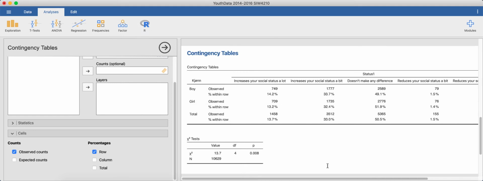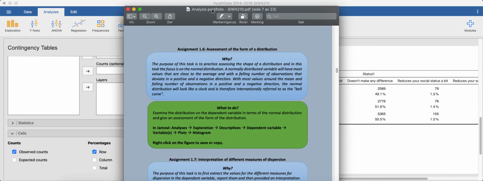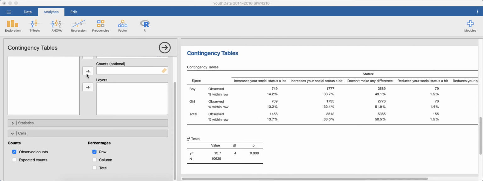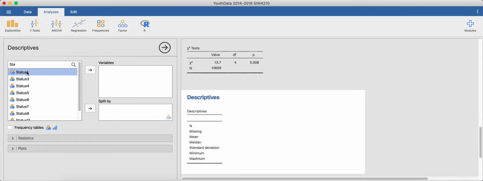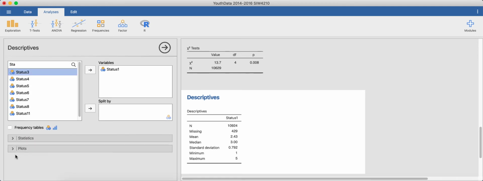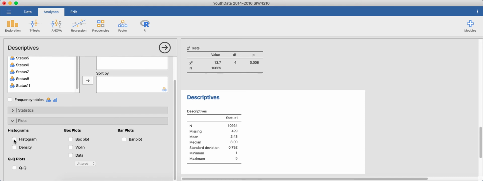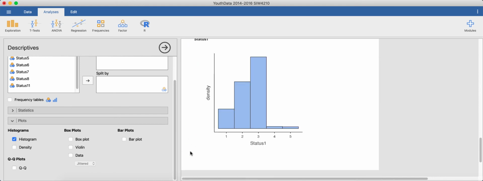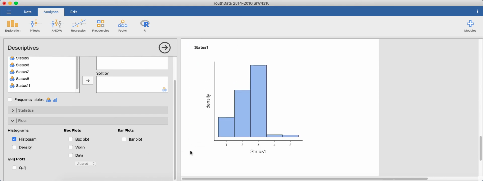So what do we do? Well, I can just take this over here. You go to explore, you go to descriptives. Mine again is status 1, that's my dependent variable. And you go to statistics and you choose, no, sorry, you don't go there. You go to plots and you choose the histogram.